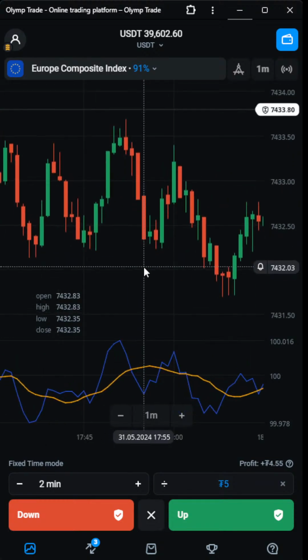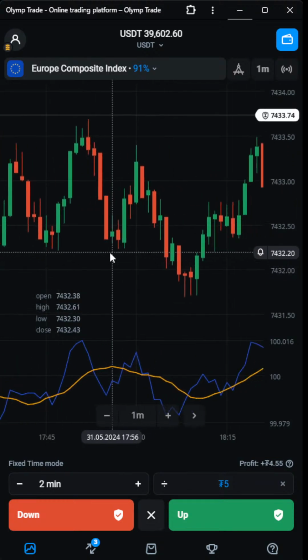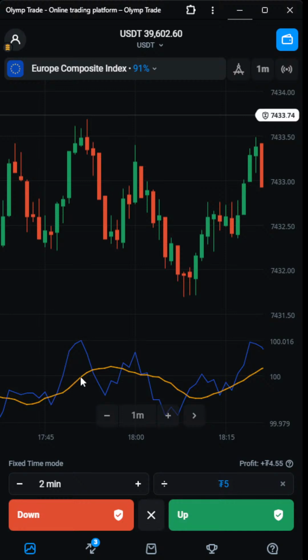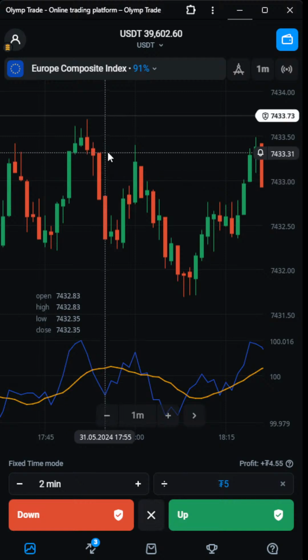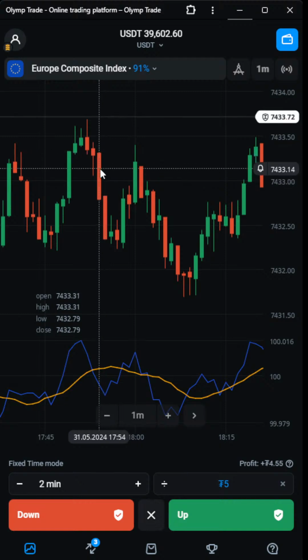There are three ways to take the trade with this strategy. The first way would be if the golden line is crossing this 100 line from bottom to top, and at the same time we see a green candle, then we take the trade in the upward direction. If not, we will not take the trade at all.